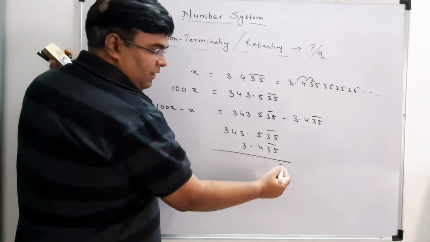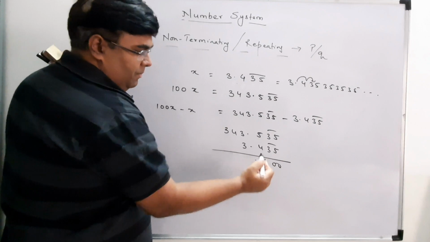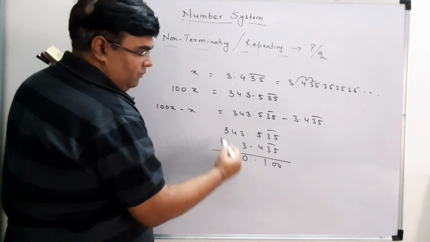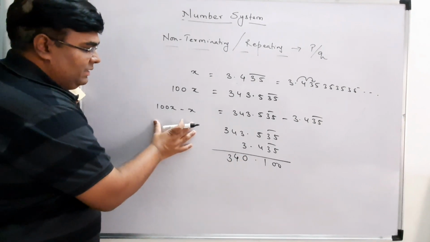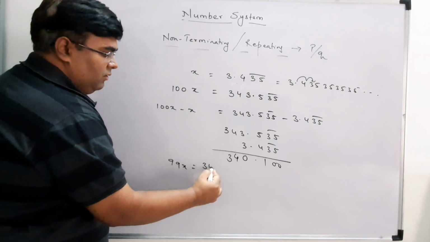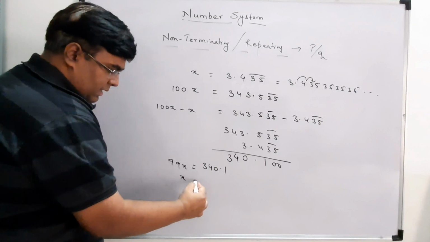So this 35 35 will get cancelled. 5 minus 4 you will give 1, right? And then 3 minus 3 is 0. So 340.1. Okay, and here on the left hand side you will get 99x, which is 340.1. So x is equal to what?